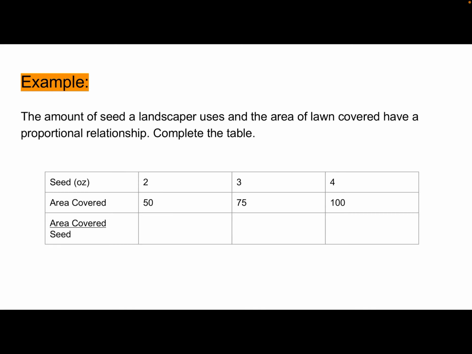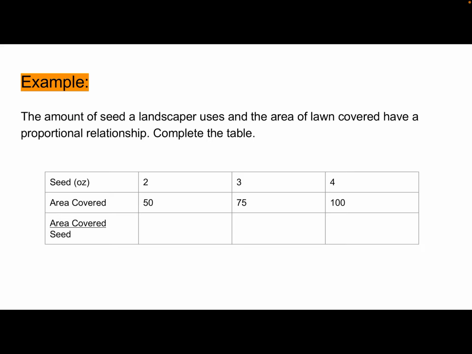All right, so here's our first example. The amount of seed a landscaper uses and the area of a lawn covered have a proportional relationship. We want to complete the table. For the first one, we have 2 ounces of seed and it covers 50 square feet. Next, 3 ounces of seed covers 75 square feet. Finally, 4 ounces of seed covers 100 square feet.